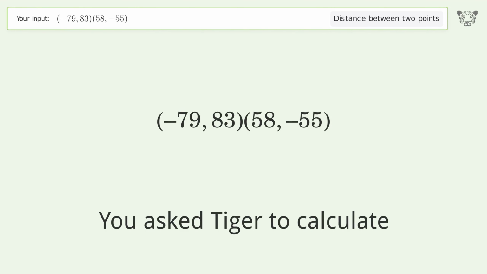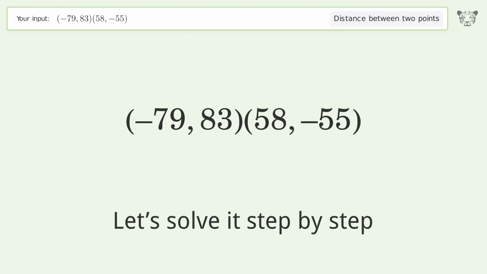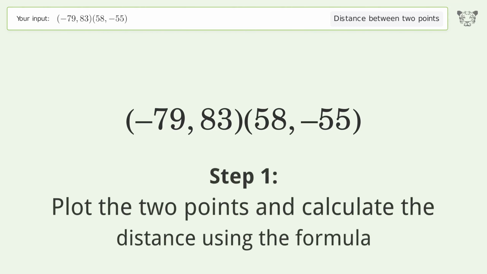You ask Tiger to calculate. This deals with the distance between 2 points. The distance between the 2 points is the square root of 37,813, or 194.456. Let's solve it step by step. Plot the 2 points and calculate the distance using the formula.